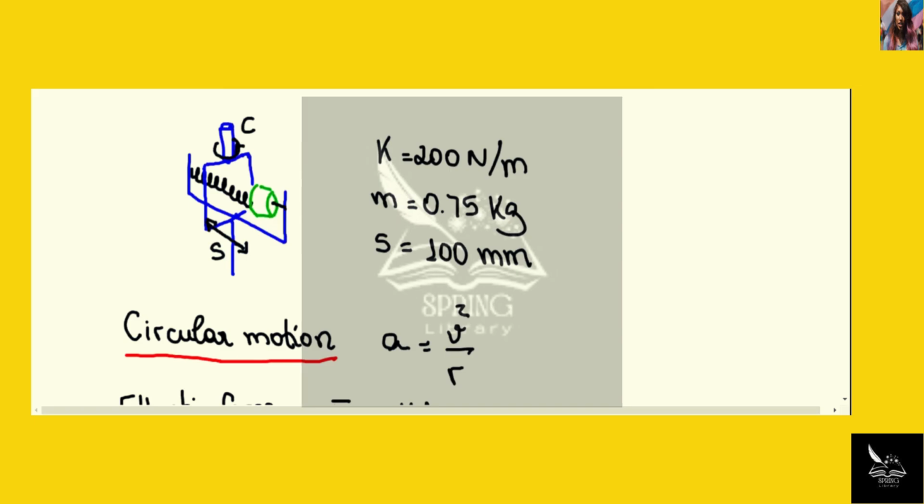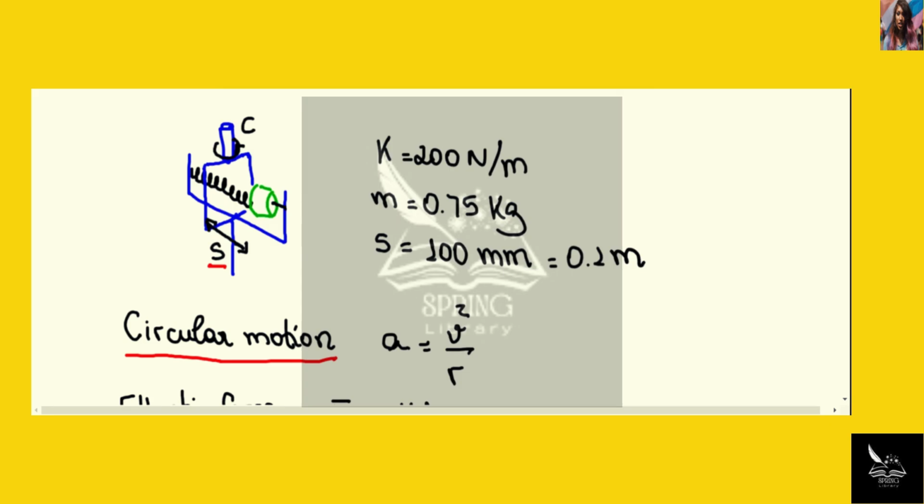So what we have is a spring that's connected to a collar. The spring has a stiffness of 200 newtons per meter, and the collar has a mass of 0.75 kilograms. The spring is unstretched when s, here in the figure, is equal to 0, and we want the spring to be stretched at a distance s of 100 millimeters, which is the same as 0.1 meters.